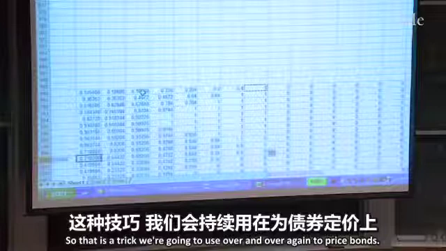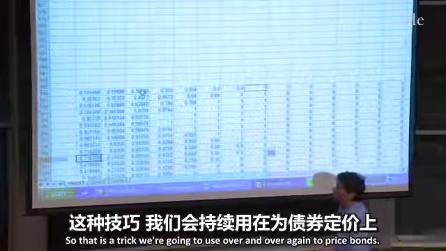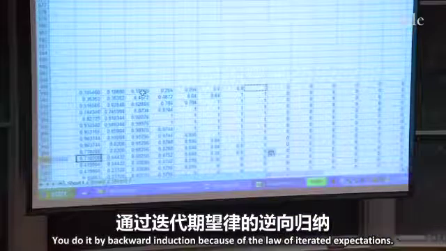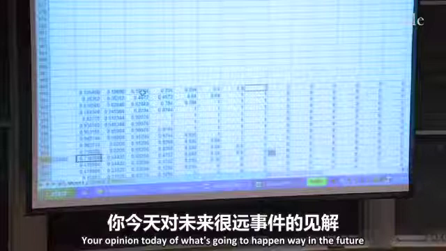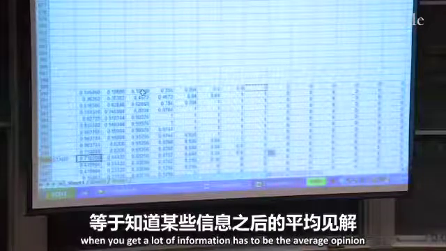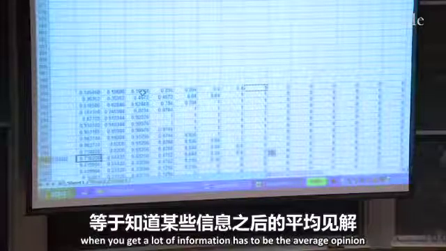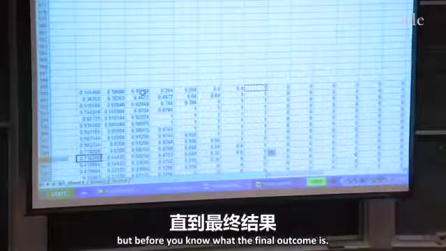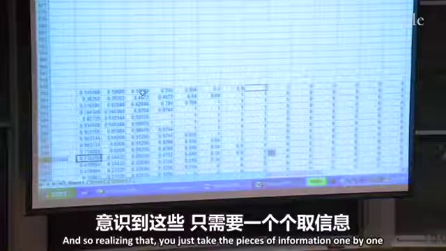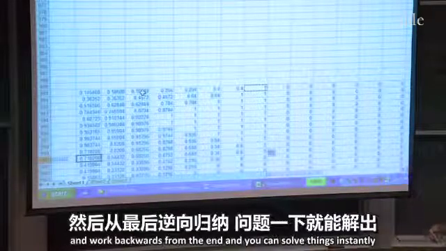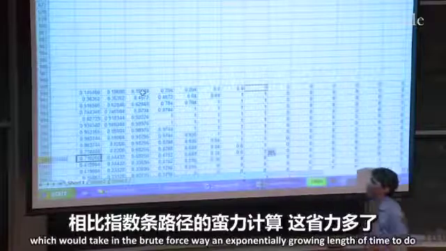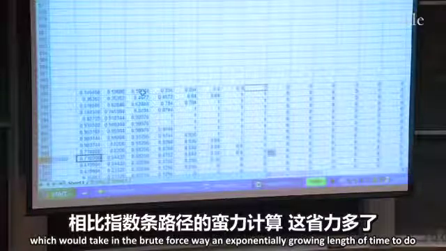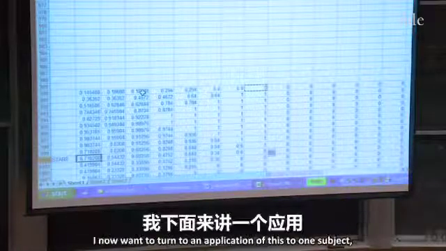Okay, so that is a trick we're going to use over and over again to price bonds. You do it by backward induction because of the law of iterated expectations. Your opinion today of what's going to happen way in the future when you get a lot of information has to be the average opinion you're going to have after you get some information, but before you know what the final outcome is. And so realizing that, you just take the pieces of information one by one and work backwards from the end. And you can solve things instantly, which would take, in the brute force way, an exponentially growing length of time to do if you did them path by path.